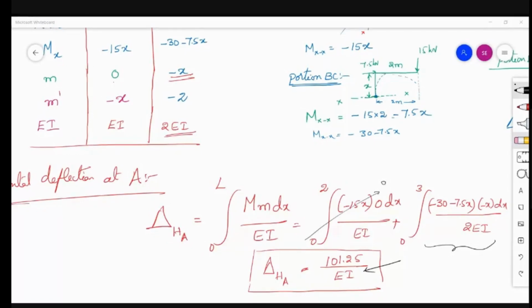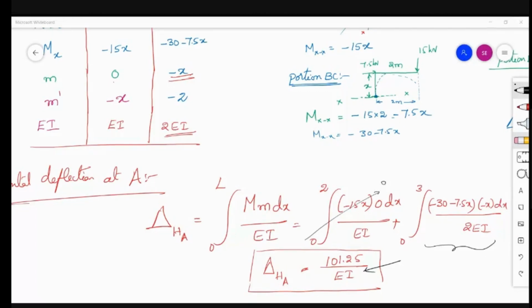So that is right, 101.25 by EI. Students, if you are very familiar with your calculator, you can do this. Integration is available in your calculator. You give it, and the entire solution will be given by that. You can directly write it as 101.25 by EI.